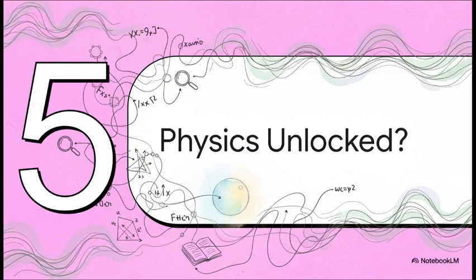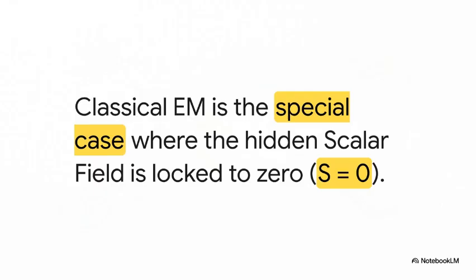So let's pull all the pieces of our little detective story together. We started with the classic Maxwell's equations, we found an assumption that was made for convenience, and then we explored what happens if we just stop making that assumption. And this really brings us to the ultimate takeaway. The physics in our textbooks isn't wrong, not at all. It just might be incomplete.